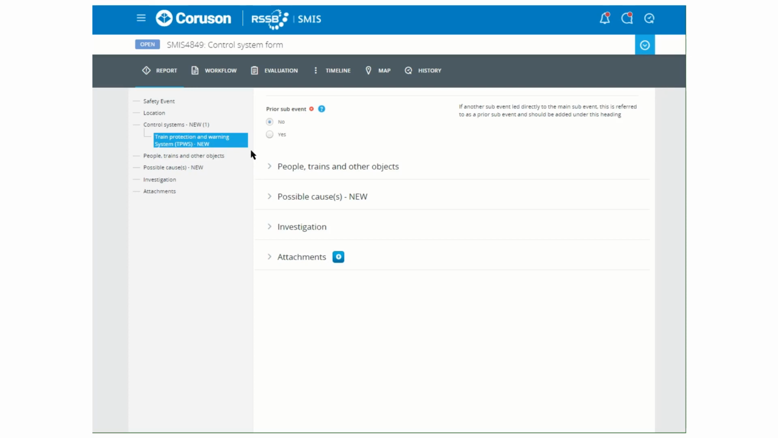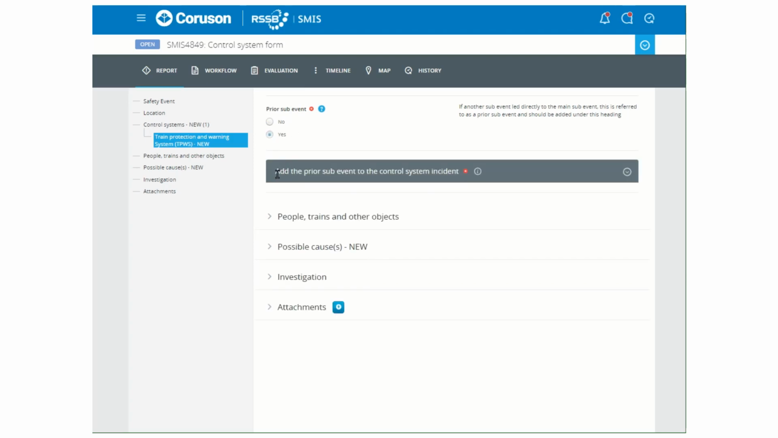Staying within the sub-event section, we'll move down to prior sub-events here, where you get to add just one prior event if it led to the main control system event. Prior sub-events that are available on the control system form include, so select yes, you get the section repeated to add a prior sub-event, and here we can see the list of options available.